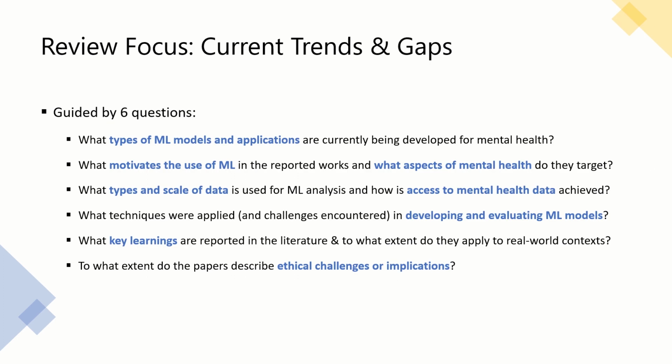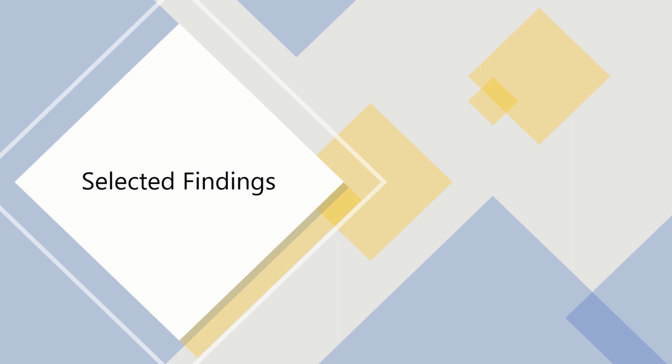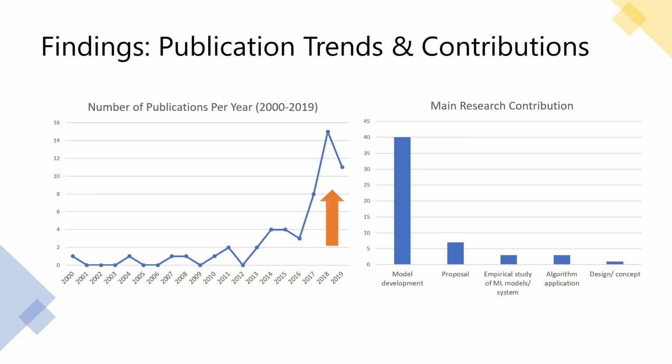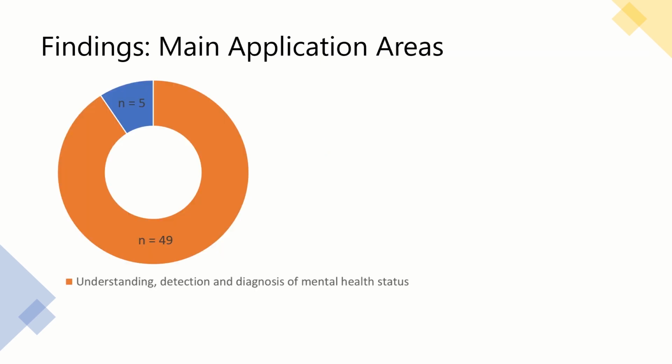Our review process was guided by the 6 questions shown here, with the aim to extract current trends and gaps in research and development in this important and emerging space. Amongst our findings, we saw an increase in the number of publications in recent years, with a vast majority of papers describing the development of a machine learning model as their main contribution. Very few papers report on empirical studies, for example, of an end-to-end machine learning intervention.